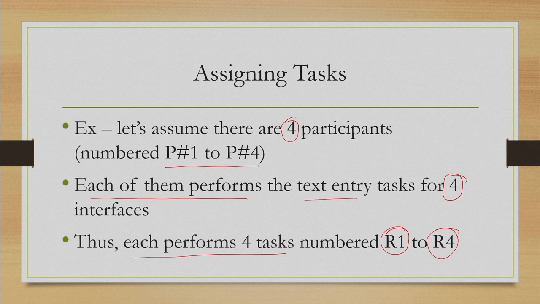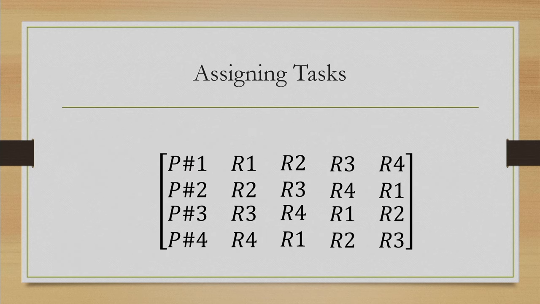If we follow the Latin square method, how can we form the square and how are the tasks assigned? This can be a possible assignment. P1 gets the tasks in this sequence: R1 followed by R2 followed by R3 followed by R4. Then P2 gets R2, R3, R4, R1. P3 gets a different sequence: R3, R4, R1, R2, and P4 gets yet another sequence, that is R4, R1, R2, R3.